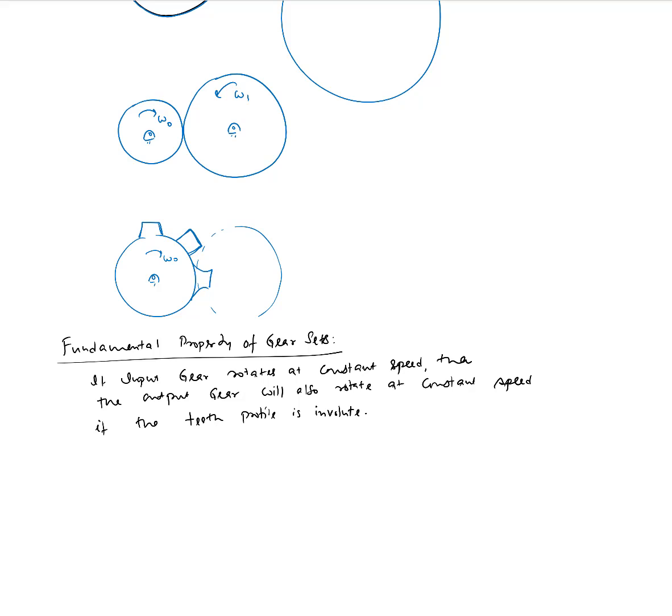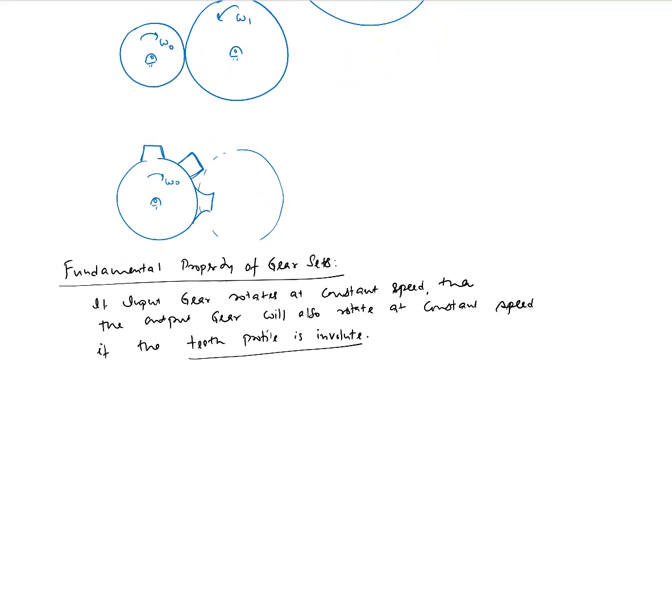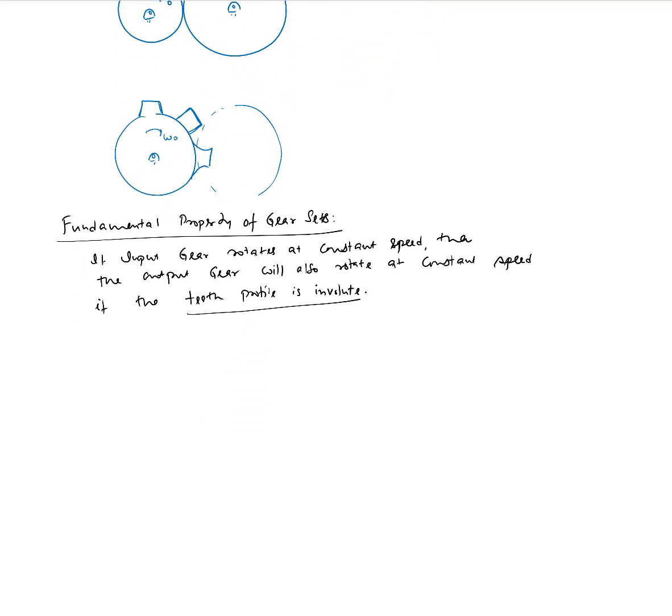So this is key. The teeth profile has to be involute, otherwise you will not have the fundamental property of gear sets. Now, another consequence of the teeth profile being involute is that the two gears can be thought of as two cylinders or two discs or two wheels rolling on top of each other.